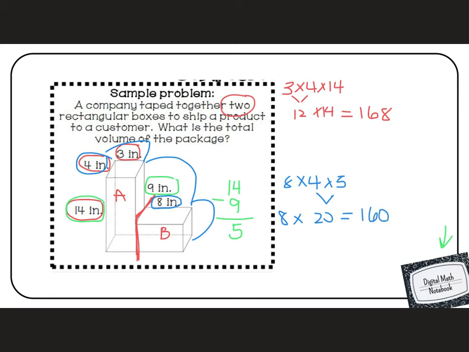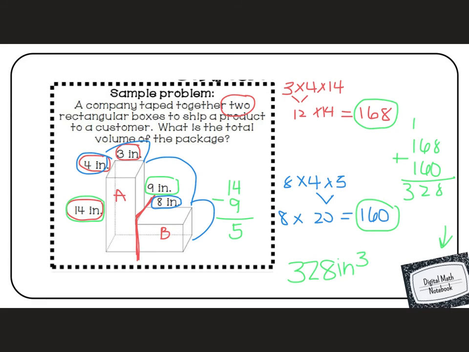4 times 5 is 20, times 8 is 160. And then our last step is to take those two numbers and put them back together, because it's not two boxes, it's one box stuck together. So I have 168 plus 160 gives me 8, 6 plus 6 is 12, and 3. 328 inches cubed.